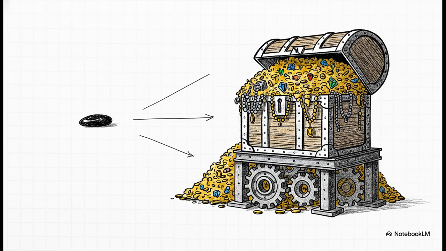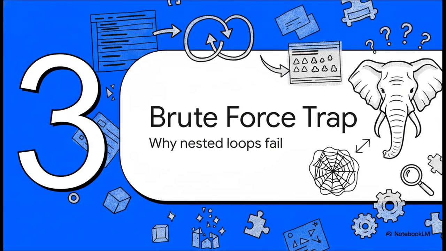The individual values inside it aren't tiny digits. The elements themselves can range from 0 all the way up to 10 to the 8th power. That's 100 million. This tells us we're dealing with integers of substantial size, meaning whatever data structures we decide to use under the hood, they need to comfortably handle large values without breaking a sweat. Section 3, the brute force trap.